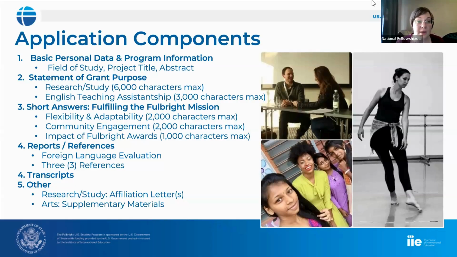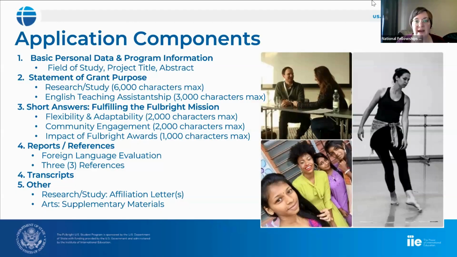Other potential application components, if you're doing a research or study grant, you will want to seek a letter of affiliation, which is basically a letter from your contact in country, be it a university or research center, art museum, whoever you're going to be in contact with in the country, that basically says, we've talked with them, we're really excited about the research. Here's how we're going to support them by helping get access to the library, give them a desk and a microscope to use, those types of things.